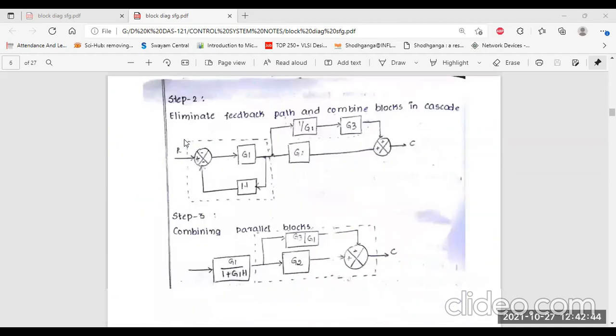Next, step 2: eliminate the feedback path and combine blocks in cascade. Here you can see that G3 is shifted from here to here. So when you shift it, this also changes, because this is a parallel block present here, that is 1 by G1, that is G3. And this is the first forward feedback path which is connected to the first block G1 and H, and this is the rest of this part. So this is basically step 2.